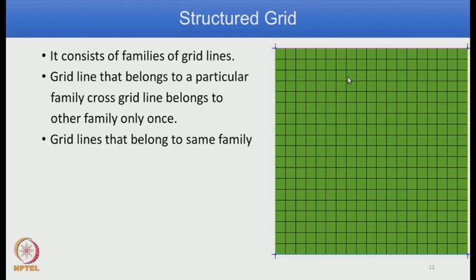Similarly, grid lines that belong to the same family do not cross each other. As I mentioned before, all the vertical lines are one family, all the horizontal lines are another family. You can observe here that vertical lines do not meet each other. Any vertical line runs parallel to another vertical line, and they do not cross each other. Similarly, all horizontal lines belong to one family, they run parallel to each other and they do not meet each other.